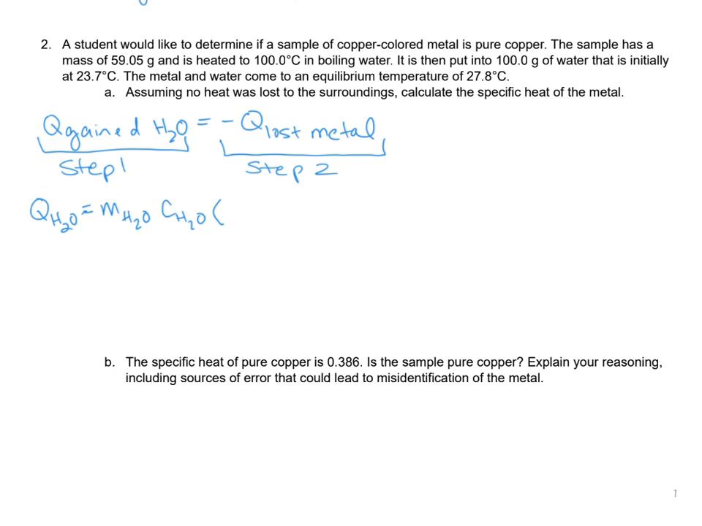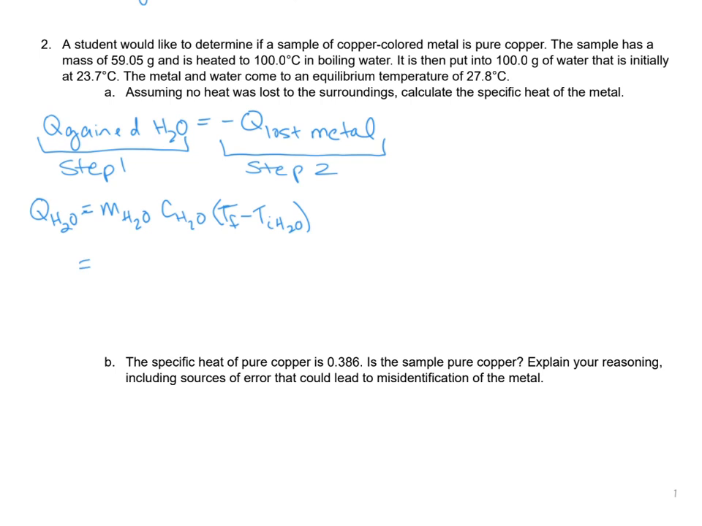So if we look at our problem here, it says that it's put into 100 grams of water that is initially at 23.7 degrees Celsius. That would be our initial. And then the final is going to be the same final temperature for both the water and the metal, because they came to equilibrium. So now we can use the problem to fill in our numbers.